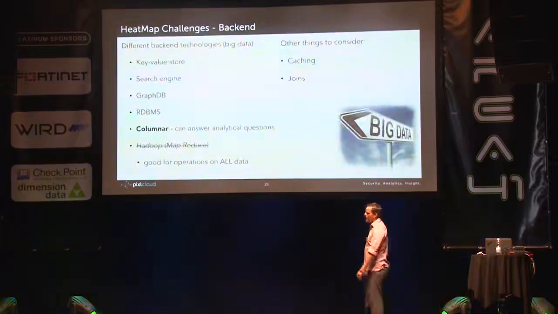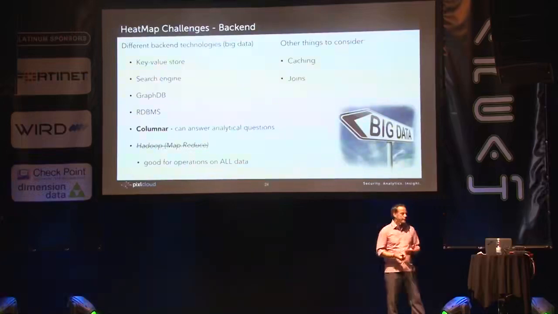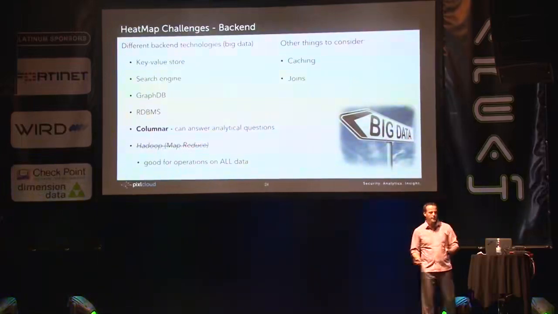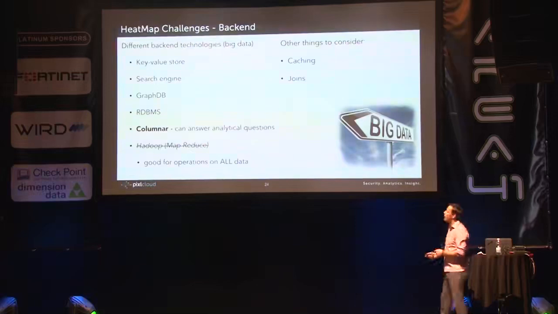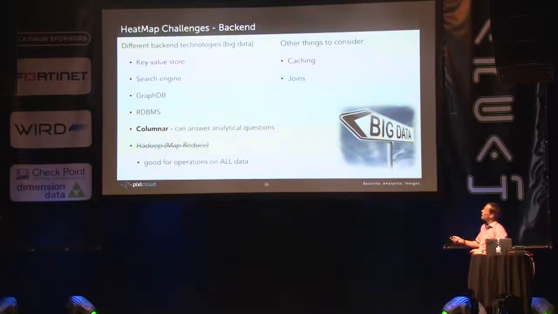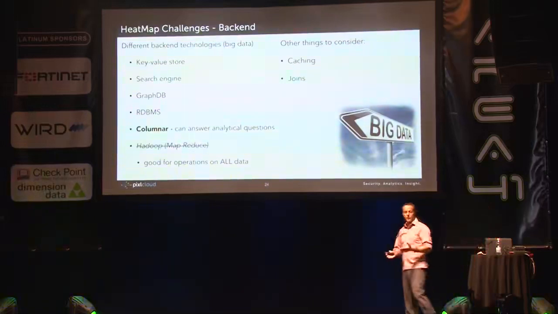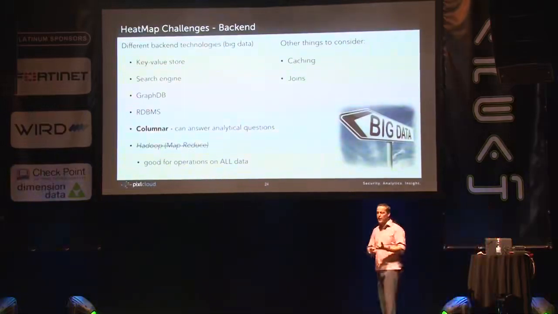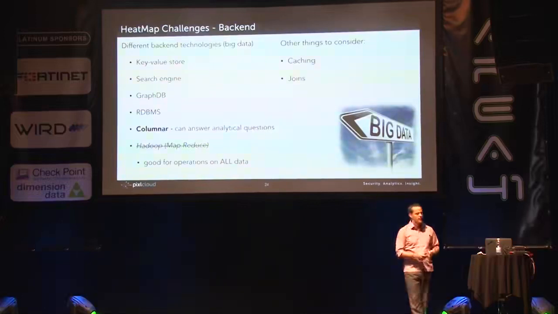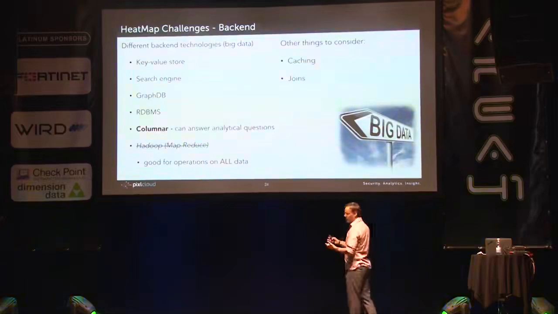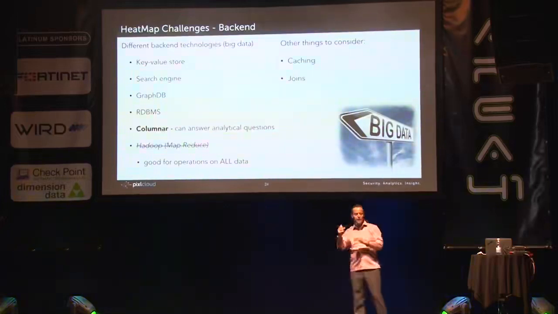Now, the last challenge here is the backend you're using for something like this. And we could talk about big data for hours here. This is just my one slide on large data, as I decided to call it from now on. You have to think about what kind of large data backend you want to use for this stuff. There's all kinds of things. You have key value stores like MongoDB or Cassandra or HBase. You could use a search engine like Elasticsearch or Solr. You can use a graph database, depending if you have relationships in your data.